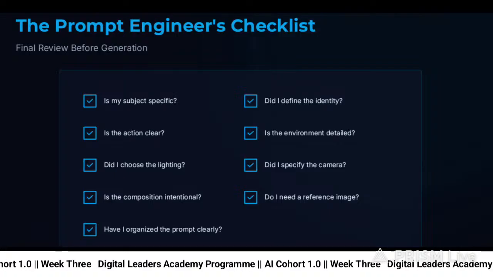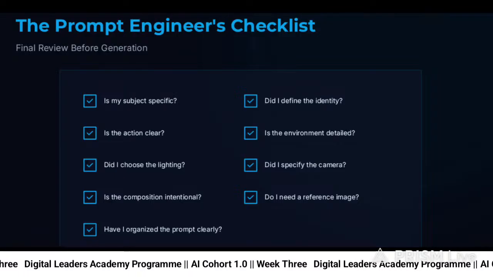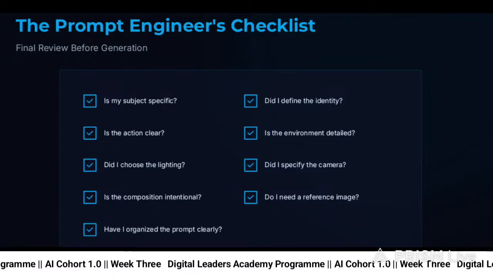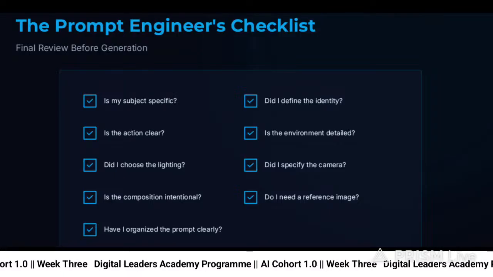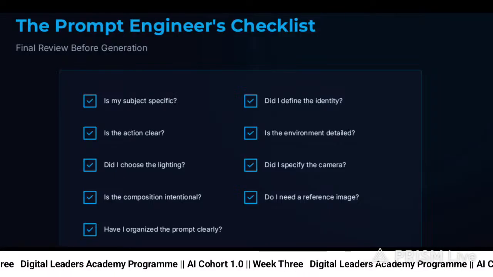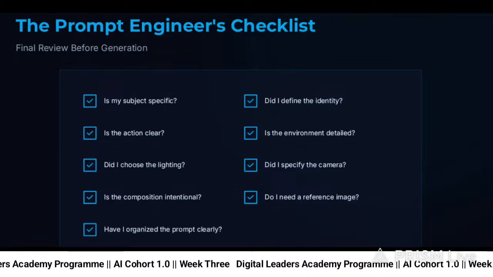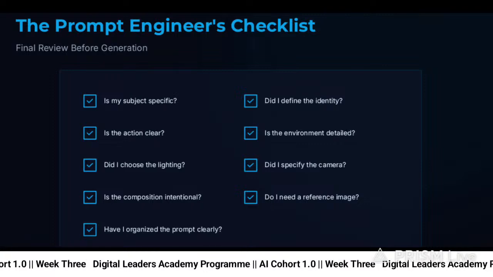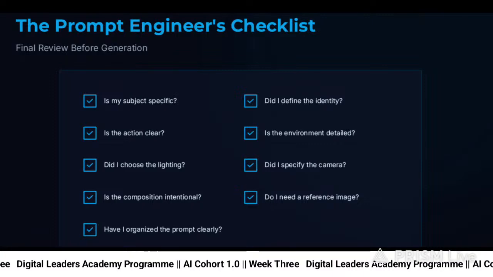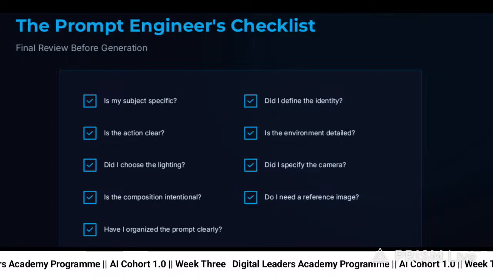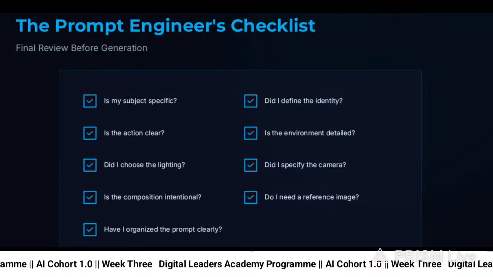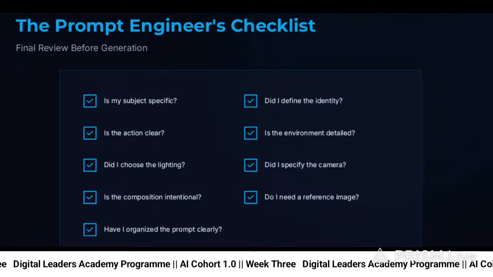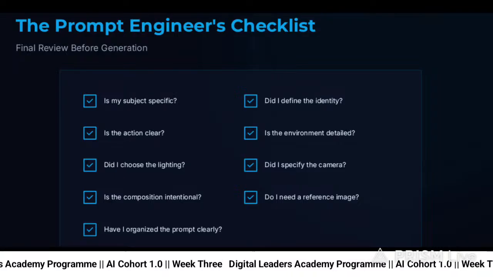Is the composition intentional? Are you intentional about your composition? Don't forget our composition. That's where you have your rule of thirds, your symmetry coming in, the centeredness of your character. So have you been specific about it? Have you placed it in such a way that you have a very good composition for your image? Next thing, have you organized the prompt clearly? This is where your JSON comes in. Have you organized it for the AI to know? Remember, it must carry answers to all of these things. The next one is, did I define the identity? Have you defined the identity of your image?